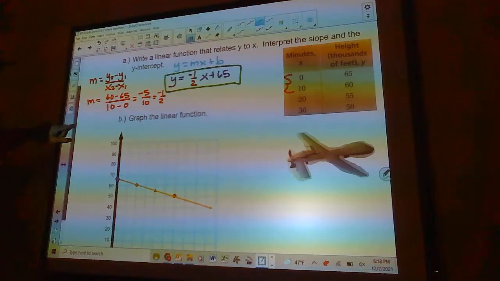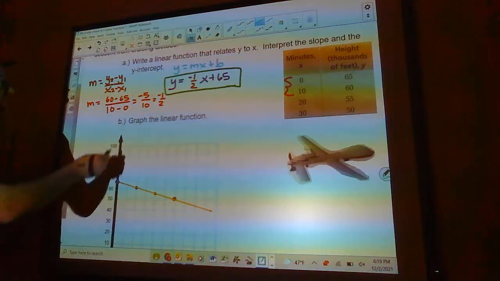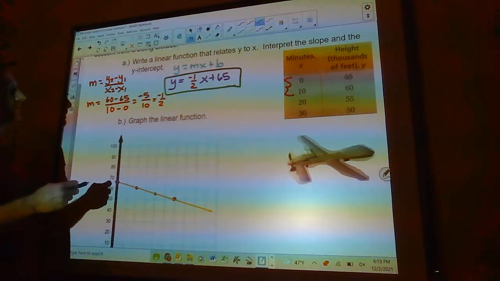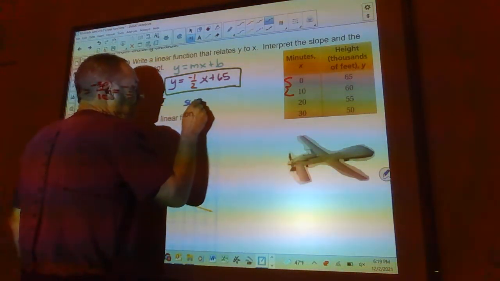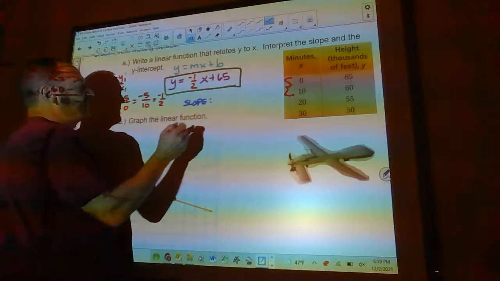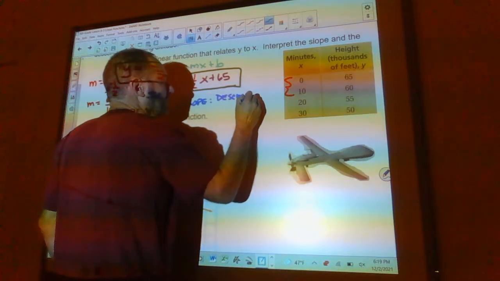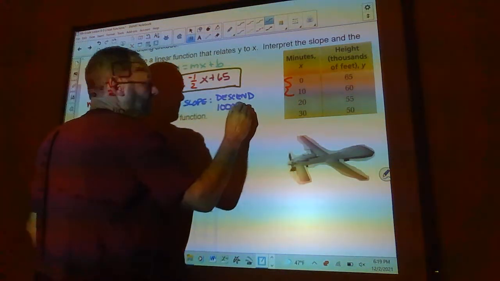Piece of cake. Now, you've got to interpret the slope and the y-intercept. So what does the slope mean? Well, the denominator is in minutes, okay, and the numerator is in height in thousands of feet, okay. So this is going to mean the slope is going to be, it's going to descend 1,000 feet every 2 minutes.